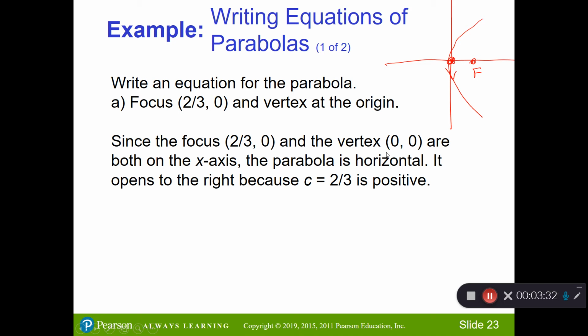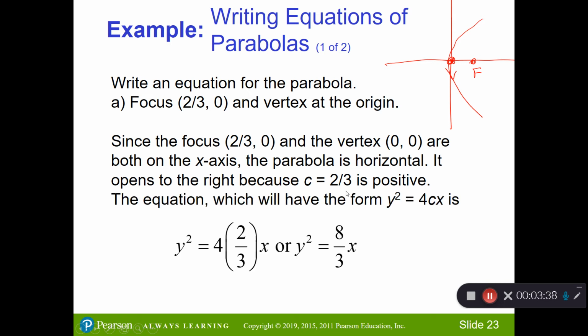If I am opening to the right, then my parabola is horizontal and the y is being squared. And the c is 2/3. So y squared equals 4cx. So this is my equation.